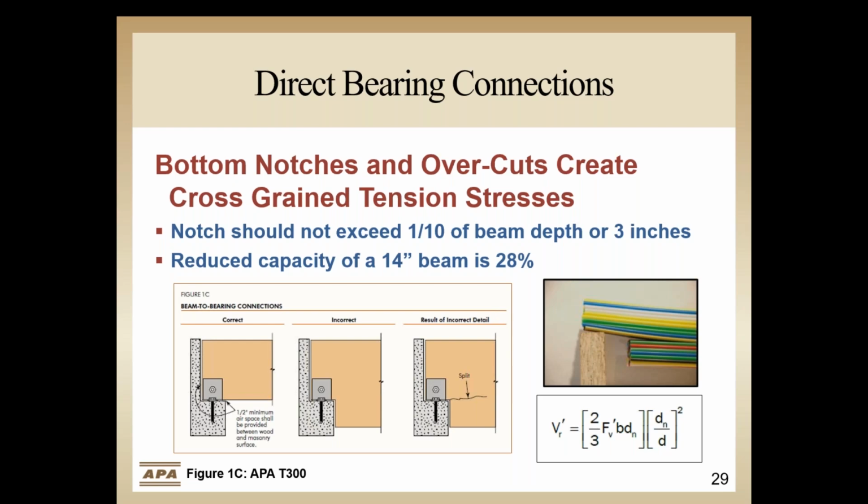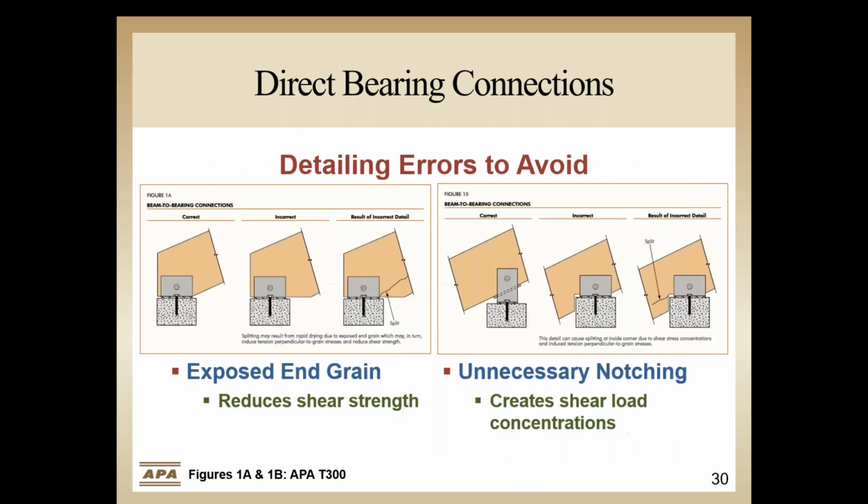In glulam and structural composite lumber, bottom beam notches at the end should never exceed the lesser of 1/10 of the beam depth or 3 inches. Notches can be checked using the notched beam formulas found in the NDS 5.4.4, but reductions are severe. The 14-inch beam with a maximum notch of 1.4 inches results in a reduced shear capacity of about 28%.